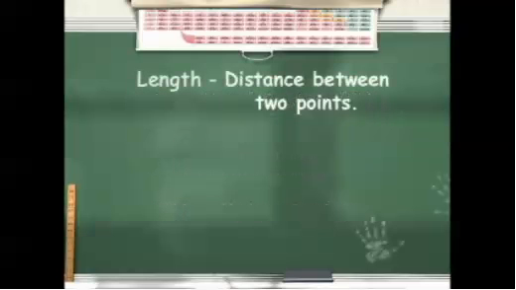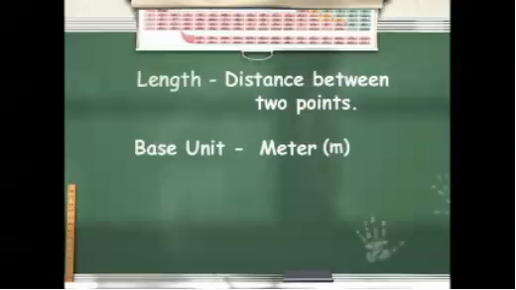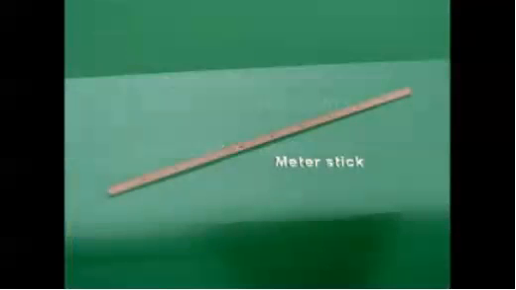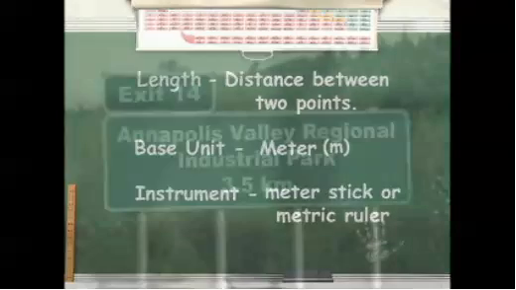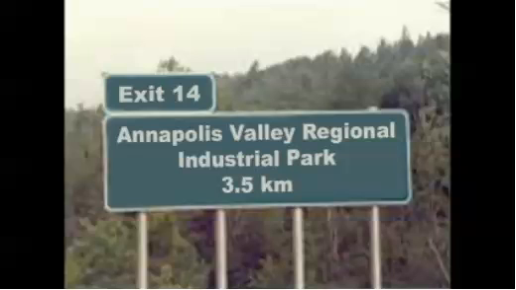Length is defined as the distance between 2 points. The base unit for length is the meter, which is abbreviated with a lowercase m. In class, length will be measured using a metric ruler or a meter stick. An example of a length measurement would be the distance a car or truck travels. Unlike the U.S., in most other countries, highway signs express distance in kilometers.